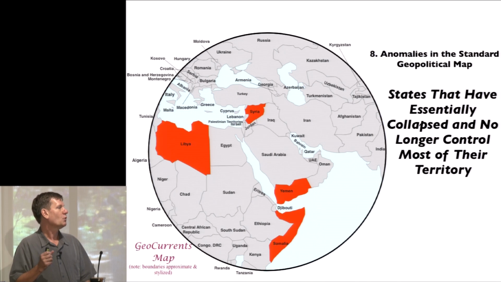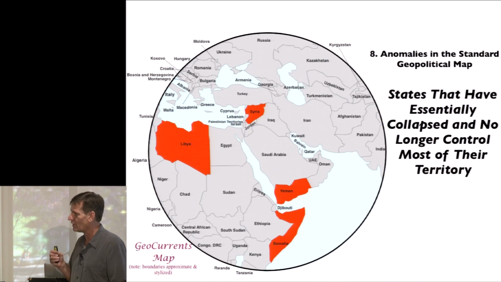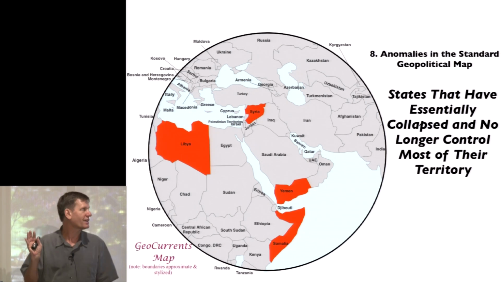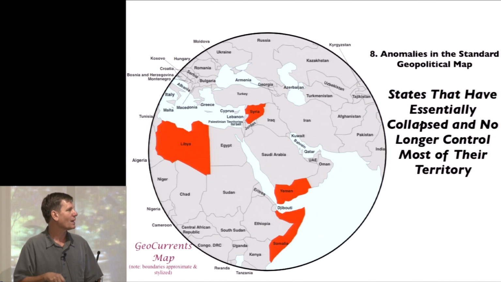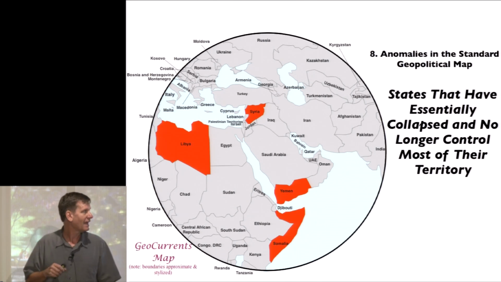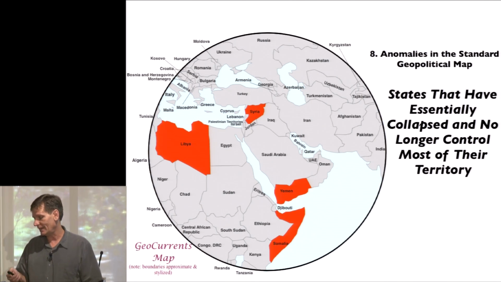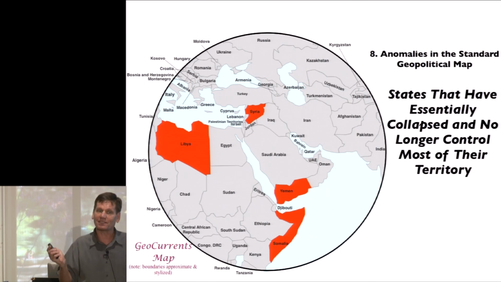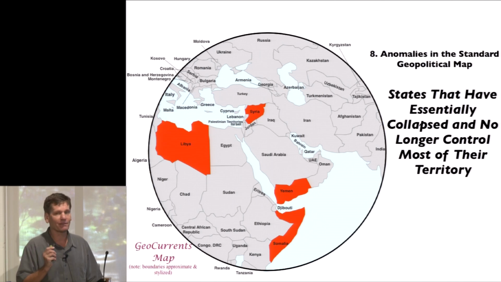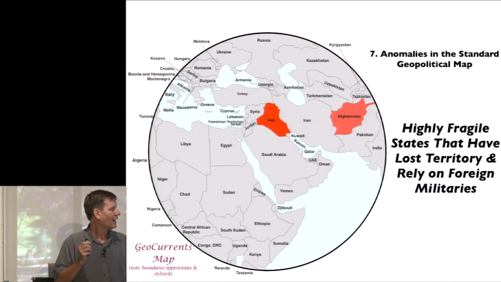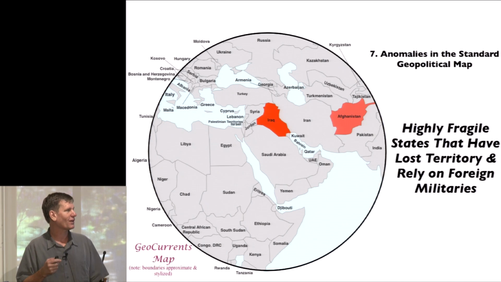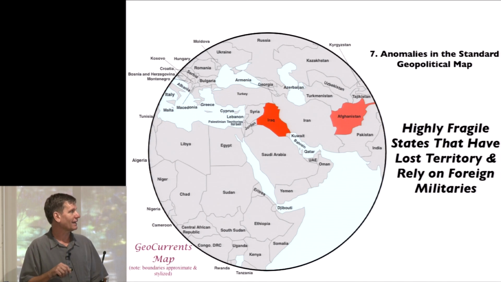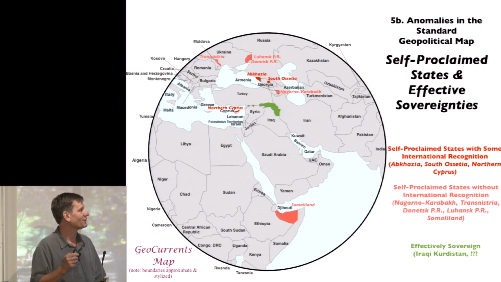It gets even deeper. We have a bunch of states here that have essentially collapsed and no longer have effective central governments, or if they do have effective central governments, they only control a minority of their territory. That's been true in Somalia for some time, much more recently true in Syria and Yemen and Libya, but it is the fact on the ground right now. That's what I want to emphasize, how the world actually is, not how our maps show it or how our diplomats conceive it to be. Here we have a couple of fragile states that have lost territory and rely essentially on foreign militaries to a large degree to stay in power. Afghanistan and certainly Iraq. I'll show you more maps of these countries later on.